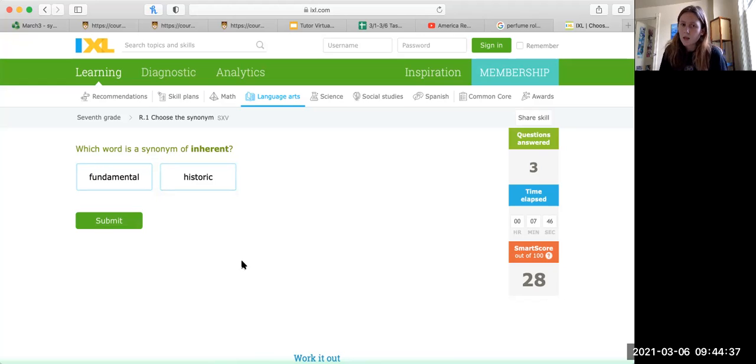And then let's go over the second option. She has some historic flaws. That again doesn't make a whole lot of sense. And even if you can think of a way for it to make sense, it doesn't match the same meaning that inherent would give. So the answer is going to be fundamental. When you're looking at synonyms, you want to be able to replace the word in a sentence and it'll give you the same sort of meaning.